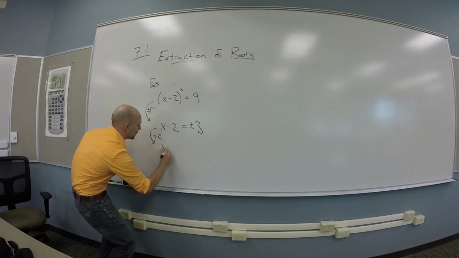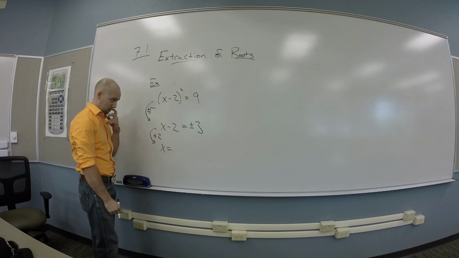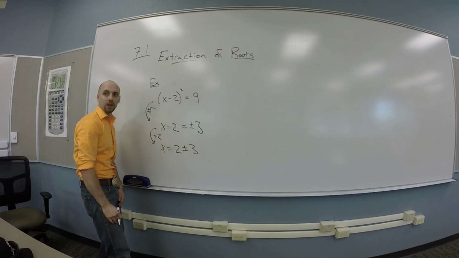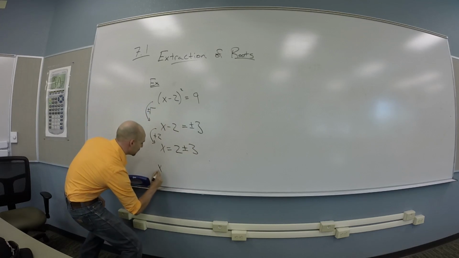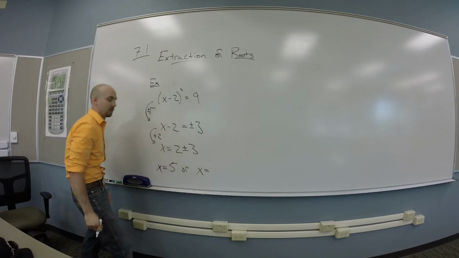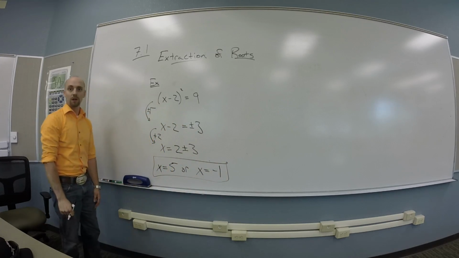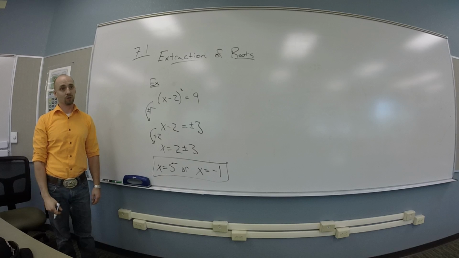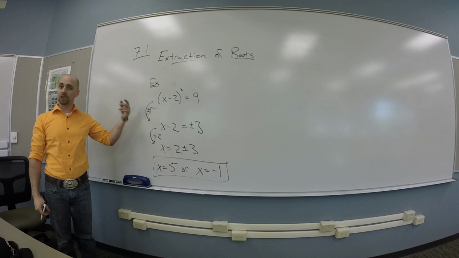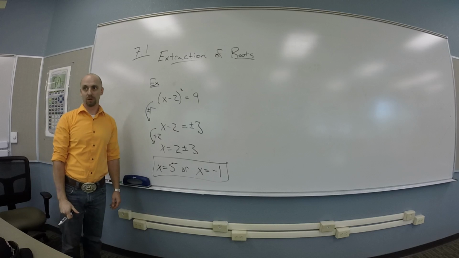So I get x is 2 plus or minus 3, right? And you guys are correctly saying, but that means that x is 5 or x is negative 1. Cool. This is all there is to extraction of roots. So you plus minus square root both sides and then do the usual business to it. Cool? You want to try another one?